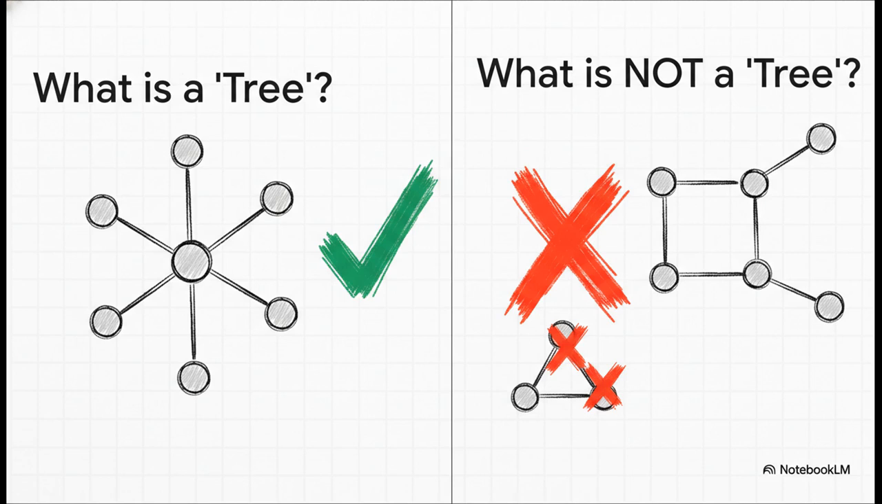First, it has to be connected. And second, it can't have any cycles, no loops. You can't start at one point, wander around, and end up back where you started without retracing your steps. This means there's only one, and I mean one, unique path between any 2 points. It is the most efficient way to connect stuff with zero redundancy.